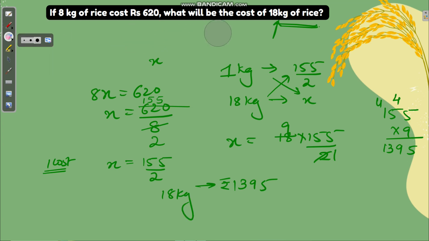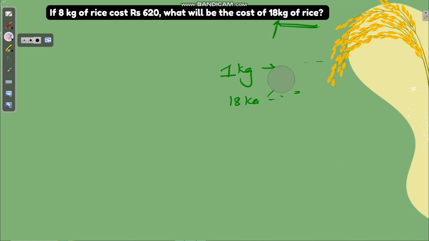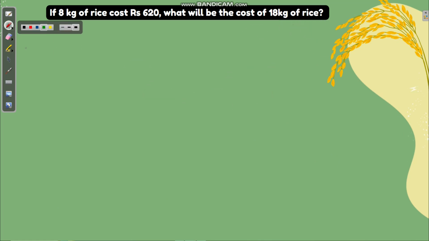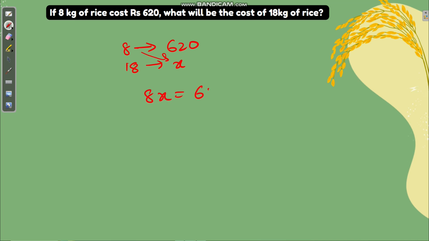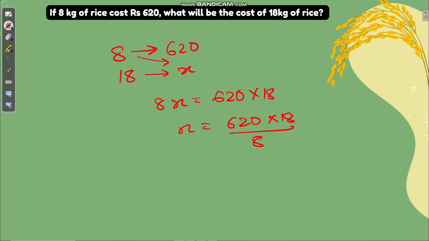There's one more method, that is cross multiplication. That is the direct method, without finding the cost of 1 kg. How are we supposed to do that? So for 8 kg the cost is 620. For 18 kg we have to find, we don't know that, just cross multiply. So 8x is equal to 620 into 18. So x is equal to 620 into 18 upon 8. So 4 twos are 8, 4 ones are 4, this will be 155 and 2, 2 ones are 2, 2 nines are 18, so 155 into 9. So let's multiply this.